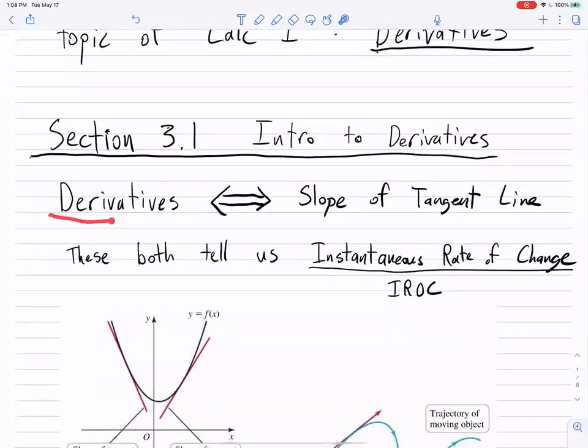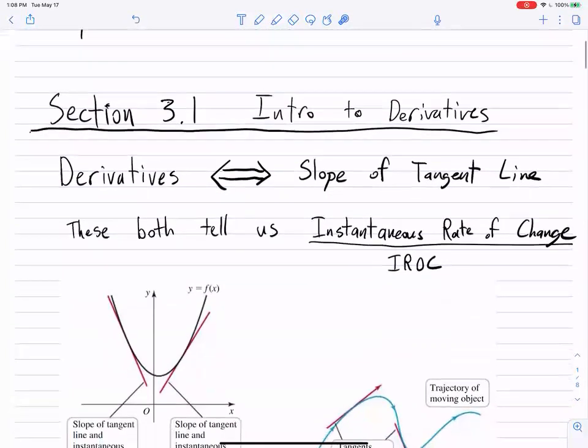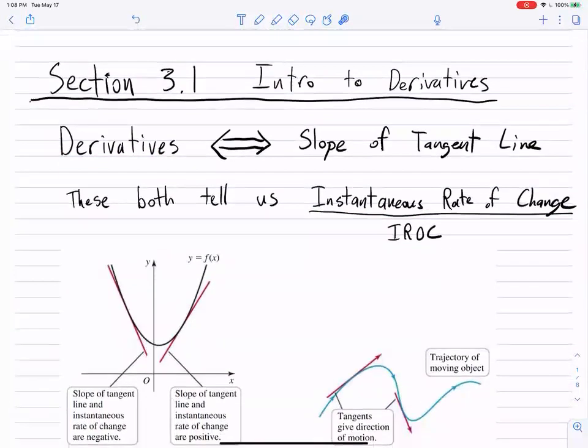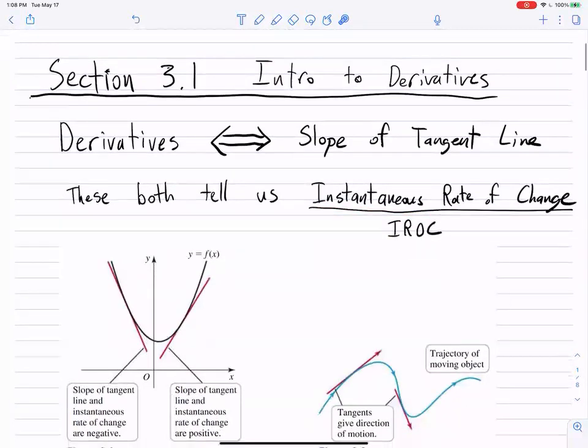And so remember, derivatives are greatly related to the slope of the tangent line. That's how we define a derivative. And the reason why these things are related is because they both tell us the instantaneous rate of change. Or remember when we were talking about velocity, it's the instantaneous velocity of an object. So IROC is what we call instantaneous rate of change.